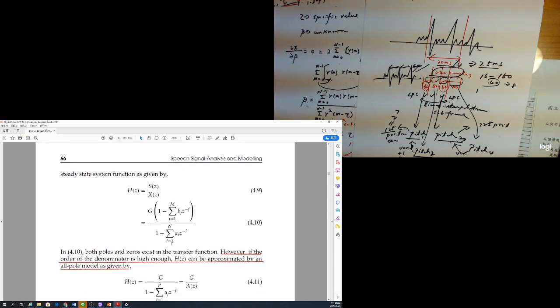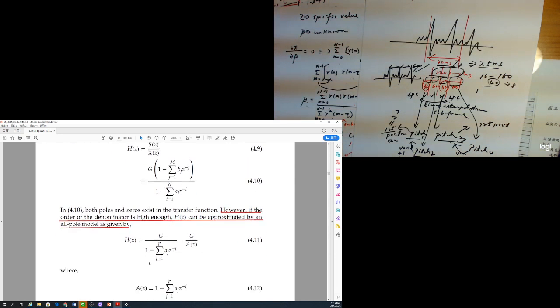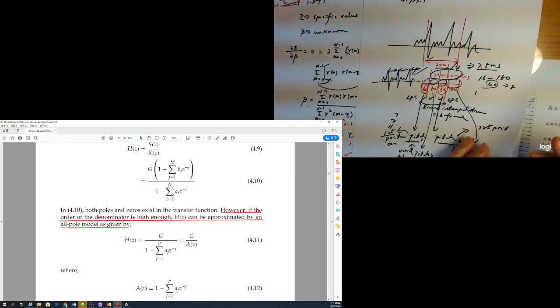Okay, so from the beginning, this one is our open model. We have our alpha here, our short-term prediction linear prediction coefficient. You can see this one is not a pole. This one is your polynomial function coefficient.